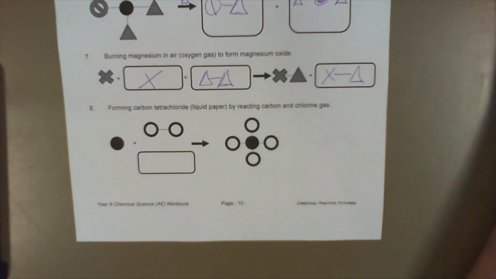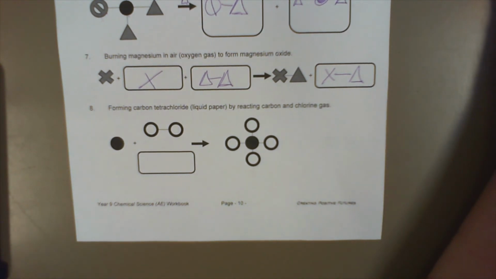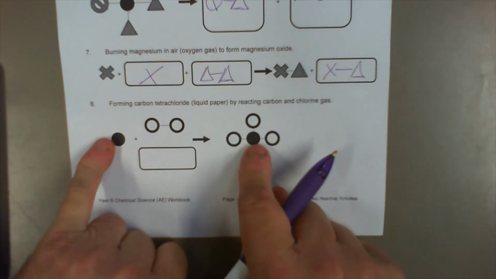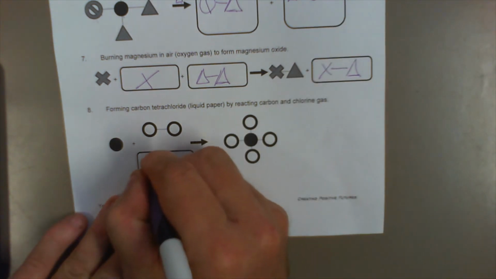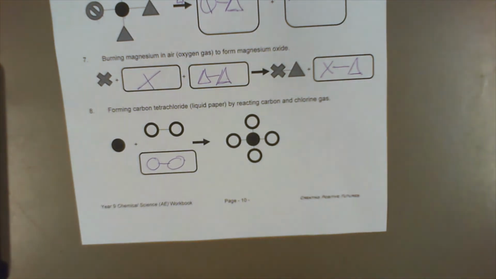And of course, carbon tetrachloride, which is liquid paper, which became the tape over the years. You react carbon and chlorine gas, where you've got 1 carbon there, 1 carbon there. You've got 2 chlorines and 4 chlorines, so you need another chlorine there. And that's essentially the same way as you would do when you're balancing equations. It's the law of conservation of mass and matter, which means the number that you start with is what you need to finish with, and the same elements as well. So again, judging by what the equation says, that's what you're going to be left with.